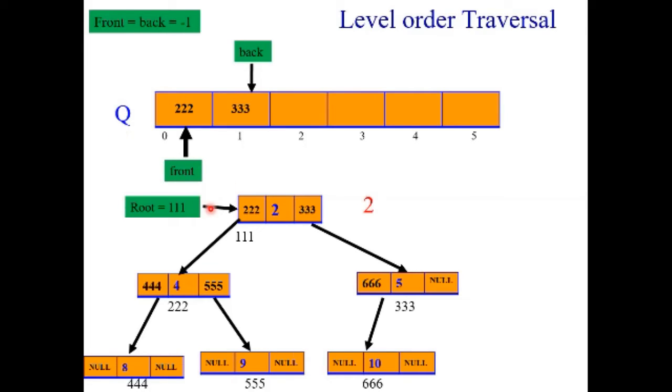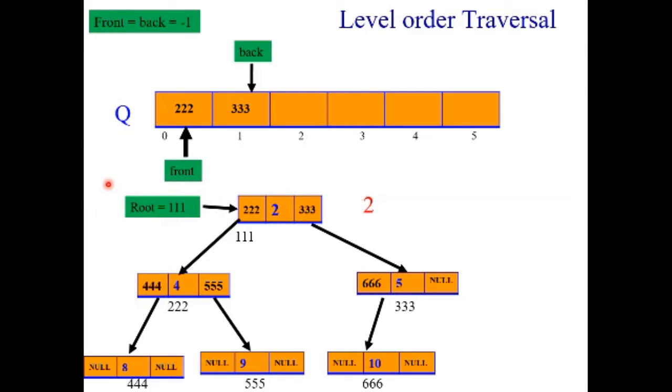That is q dot front. Root equals q dot front. Now I have to modify the queue. Now we are done with the root, node 2, the first level. For the second level I have to start with node 4, nothing but the left child of node 2. Where is the node 4 address present? It is present in the queue, that is 222.